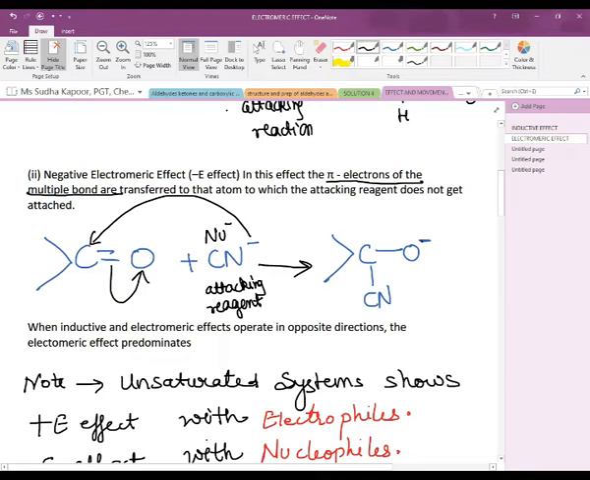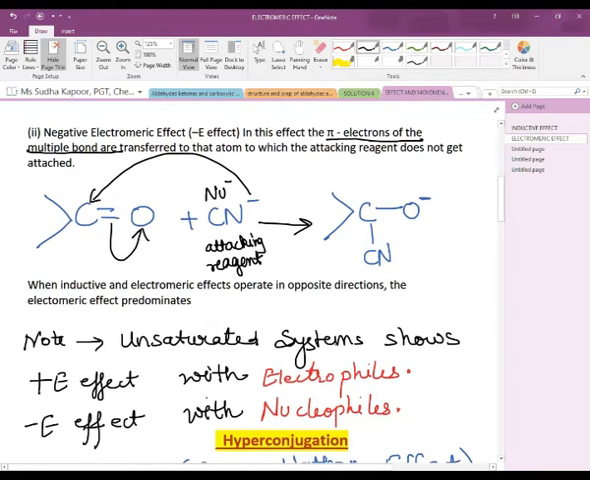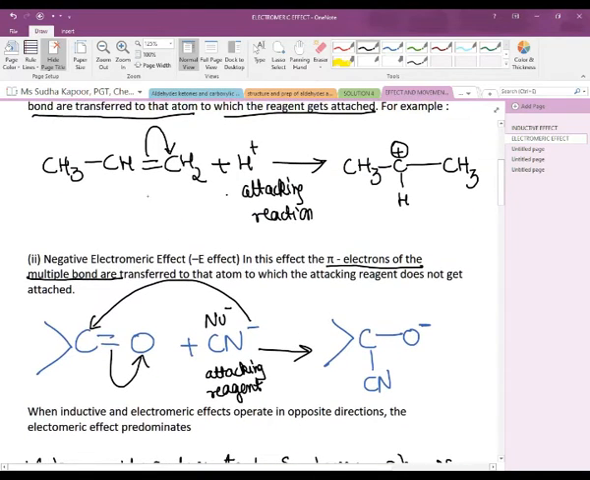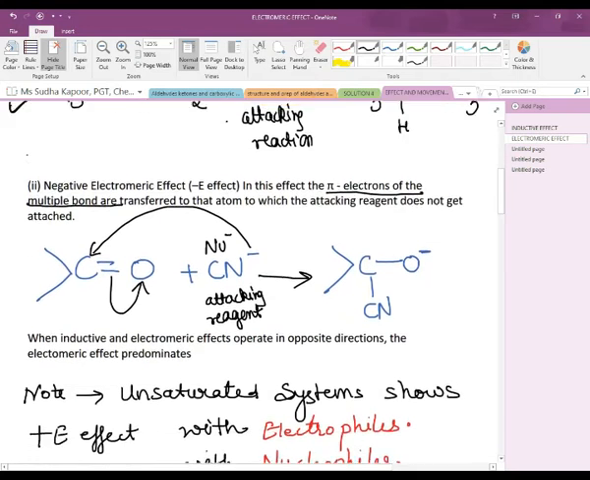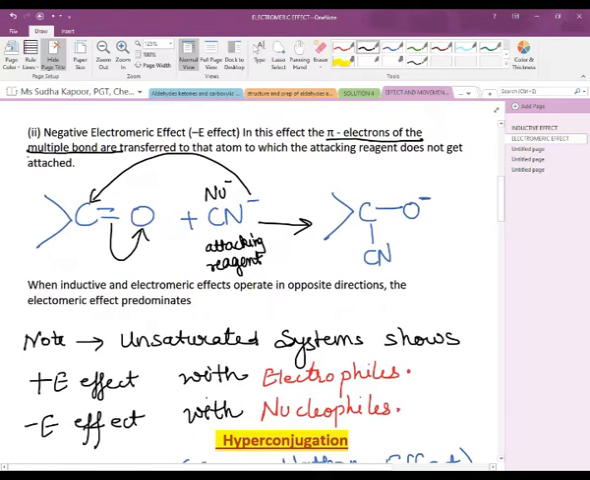So we get the structure as O with a negative sign. So now the main thing is, when an unsaturated system is attacked by the electrophile, the plus E effect is generated. But when the unsaturated system is attacked by the nucleophile, then the minus E effect is generated. A simple way to remember.